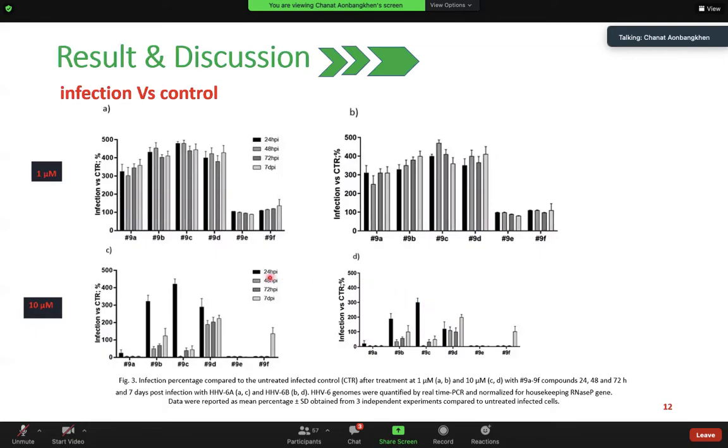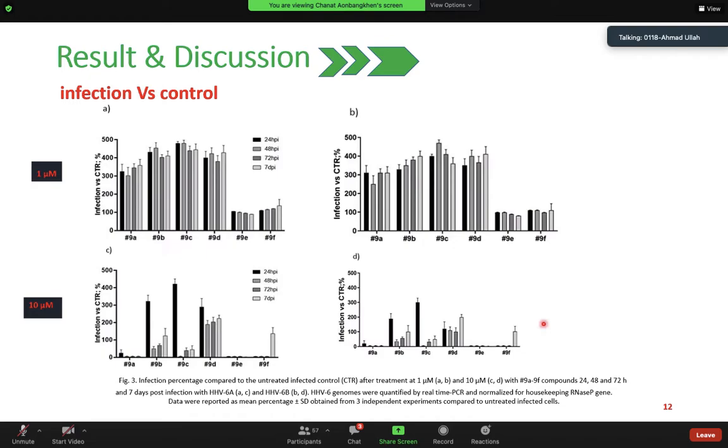Okay, it's good. I was explaining that at 1 micrometer for HHV6A and 6B, the 9E and 9F showed reduction of the viral load, which means they have antiviral activity at that concentration. But at 10 micrometer, which is almost the best here out of the three, there is complete reduction of the viral load for 9E. So 9E is the best and the safest.